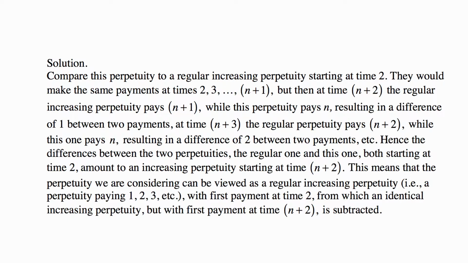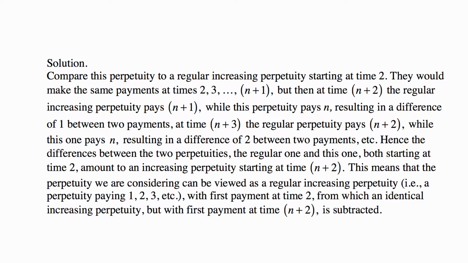Compare this perpetuity to a regular increasing perpetuity starting at time 2. They would make the same payments at time 2, 3 through n plus 1, but then at time n plus 2, the regular increasing perpetuity pays n plus 1, while this perpetuity pays n, resulting in a difference of 1 between the two payments. At time n plus 3, the regular perpetuity pays n plus 2, while this one pays n, resulting in a difference of 2, and so on.